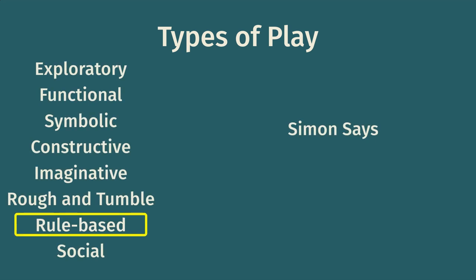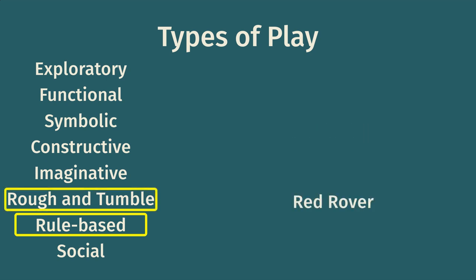Simon Says. This is a social game and a rule-based game. Another example could be Red Rover. This is a social game. You need to play it with other people. You cannot play it by yourself, but it's very rule-based. And it's also a rough and tumble game. Red Rover, send Jenny right over. And then Jenny has to run and try and crash through the arms of the other players.